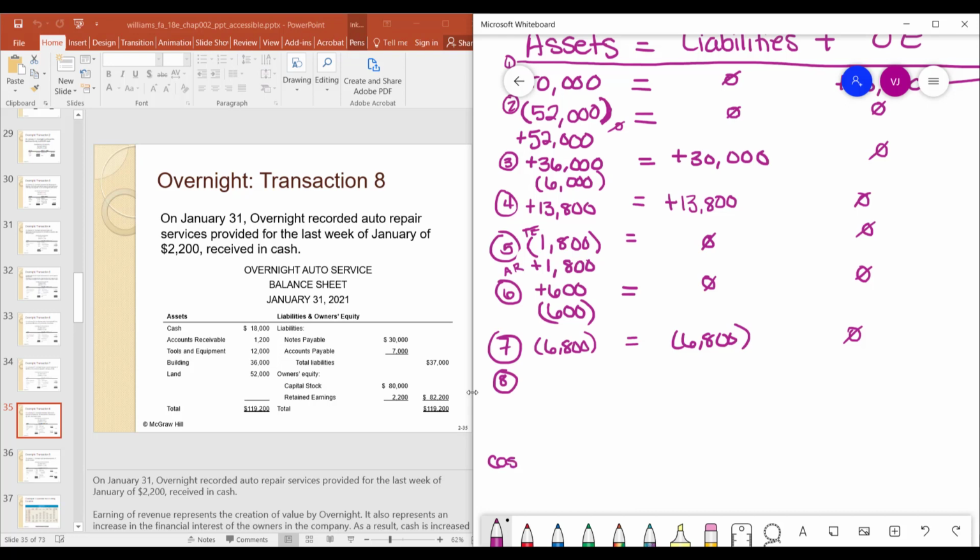So first of all, what's happening to cash? We received cash, $2,200 cash. So cash is going up in the amount of $2,200.